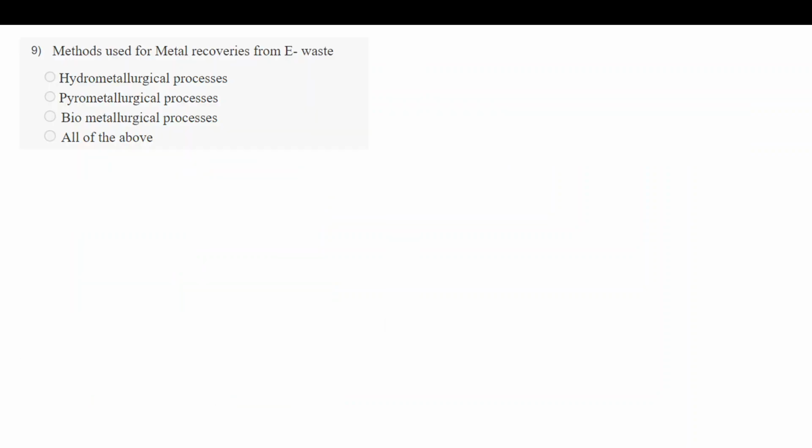Next question is methods used for metal recovery from e-waste includes hydrometallurgical, yes, where you use strong acid. Pyrometallurgical, where you use pyrolysis and extraction. And some microbes or plants in biometallurgical process. So all of the above is the correct answer.